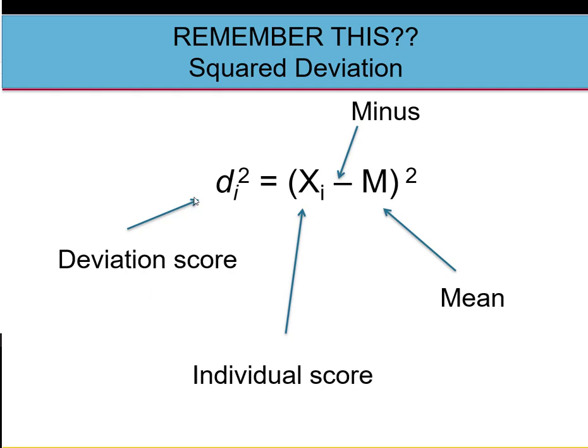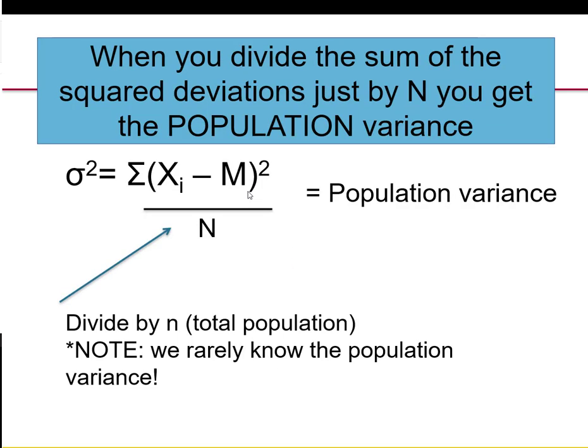So you remember this from last week. We have the deviation score, and you take the individual score and subtract the mean from it. And remember, when we sum them all together, we got 0. So we decided to square them so that the negatives would go away. When you divide the sum of squared deviations by n, the total population, you get the population variance, written as sigma squared.